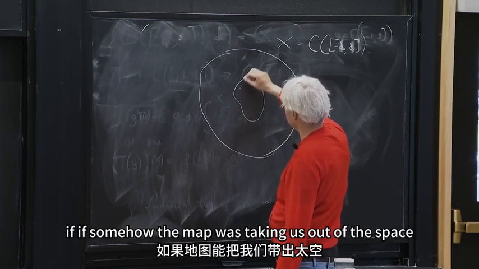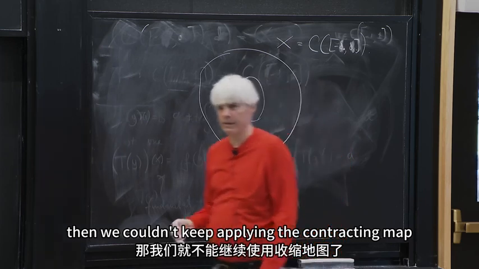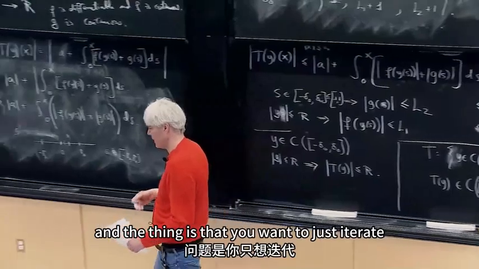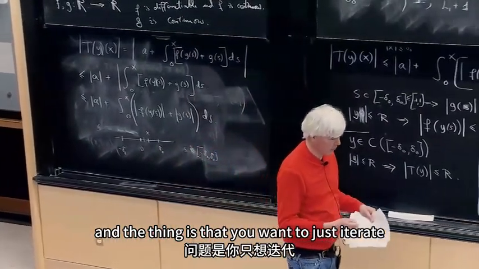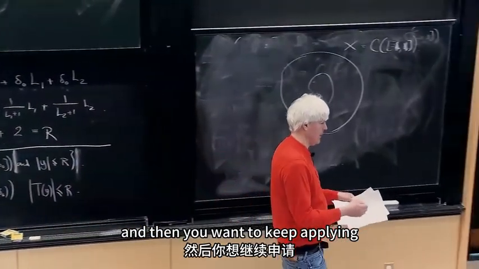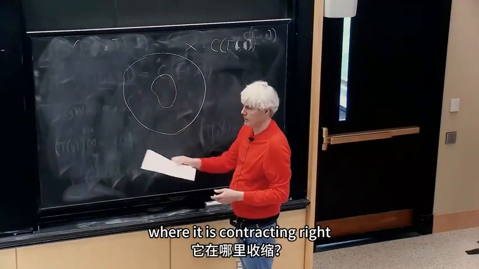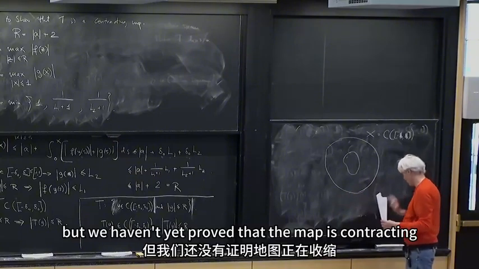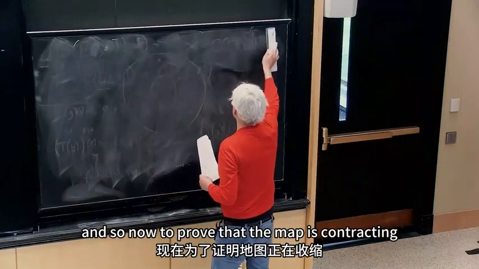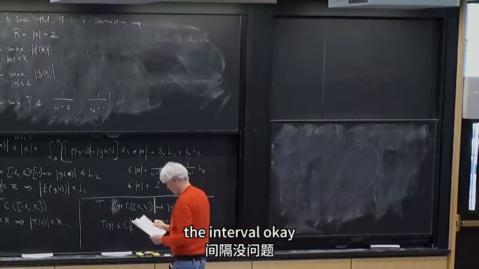But if somehow the map was taking us out of the space where it's contracting, then we couldn't keep applying the contracting map, right? The thing is that you want to just iterate. You want to pick some point, and then keep applying the contracting map. So you want it to stay in the space where it is contracting, right? This is what we did in one. But we haven't yet proved that the map is contracting. And so now to prove that the map is contracting, we're going to further restrict the interval, okay?